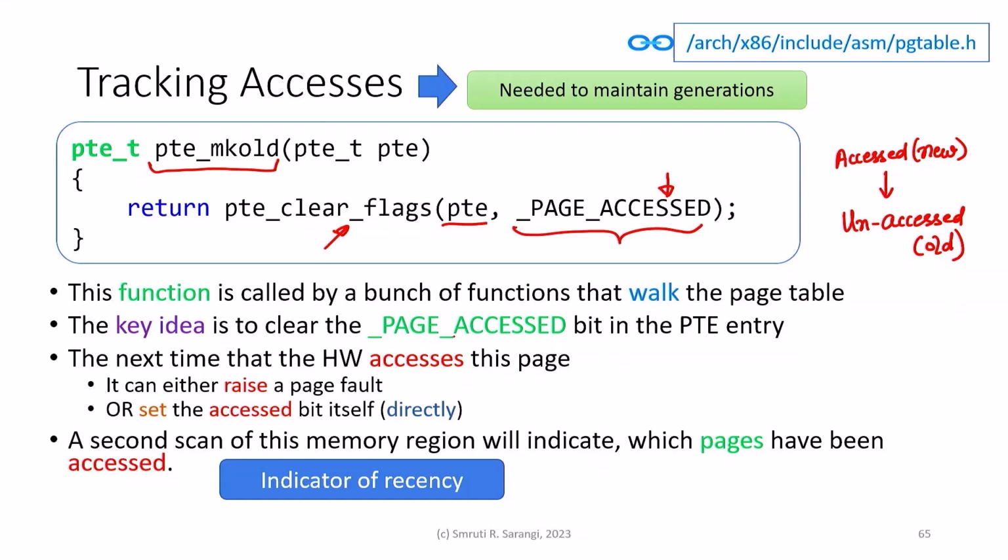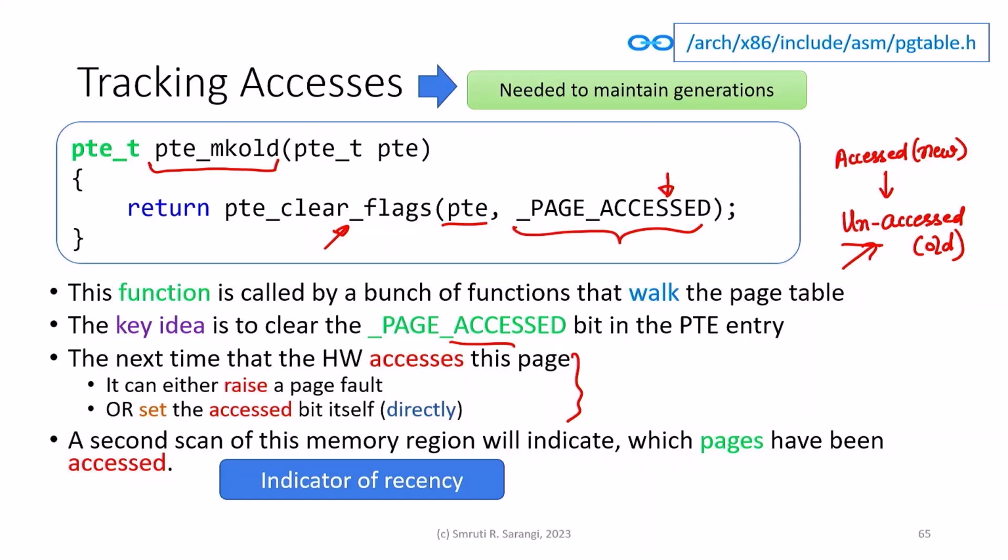So the key idea is to clear this field. If it is old, which means it is not accessed, then the next time the page is accessed, what happens? Correct? How the page is accessed depends upon the hardware. In this case, you are clearing it here, but you are not really going and clearing it in the TLB. But if it misses in the TLB and comes back, there could be a bunch of ways. We will look at them.